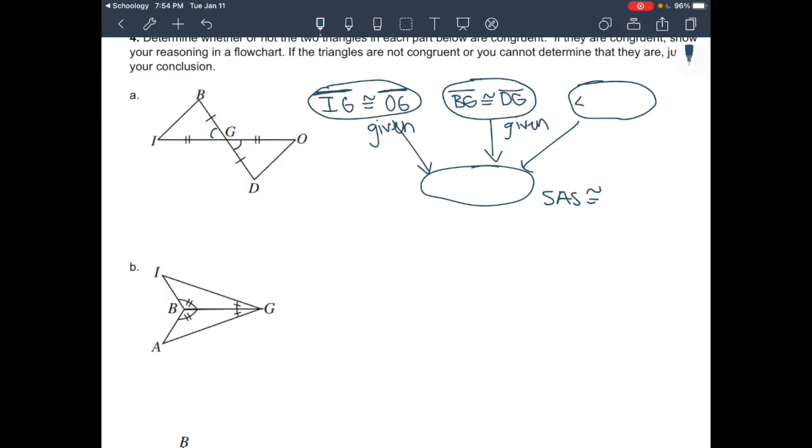So angle BGI is congruent to angle DGO. And the reason for that being true is vertical angles are equal, or vertical angles are congruent, vertical angles are equivalent, whatever you want to write, as long as you're writing that in there. And then the last step would be to say the triangles are congruent. So triangle BGI is congruent to triangle DGO. And I just copied the letters from up here and just used different symbols to represent a different situation.